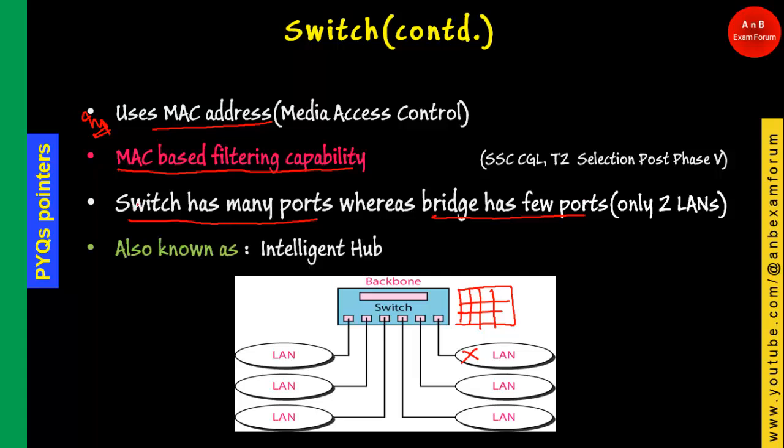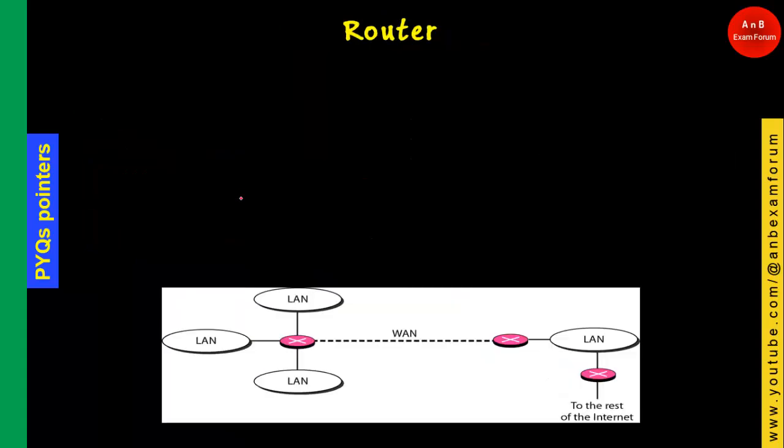Sometimes they can ask you what is an intelligent hub. So it should be switch. Switch is known as intelligent hub because it is using MAC based filtering capability. The next one, and the very important one from the exam point of view, is the router.